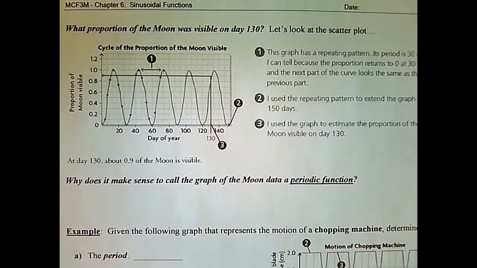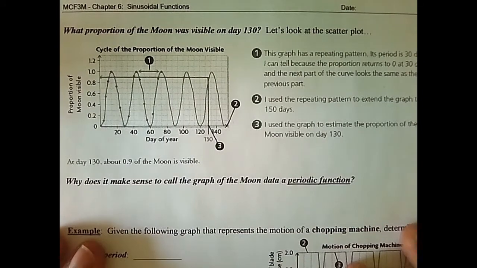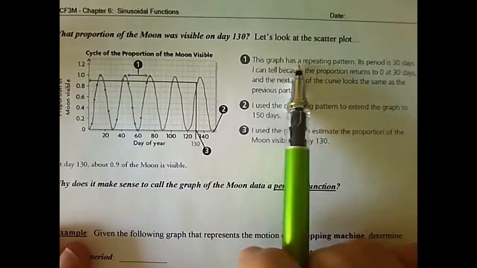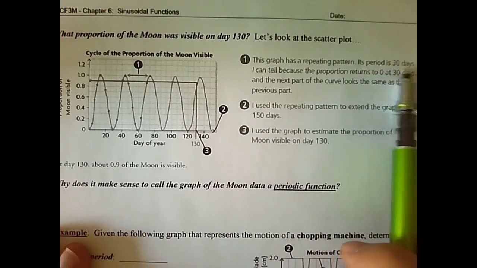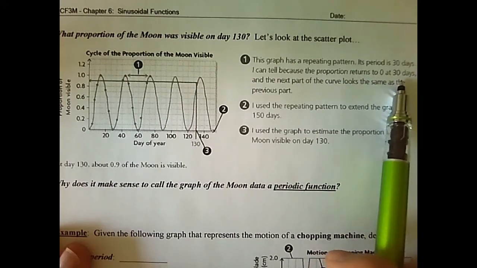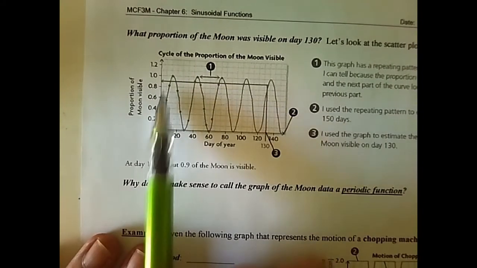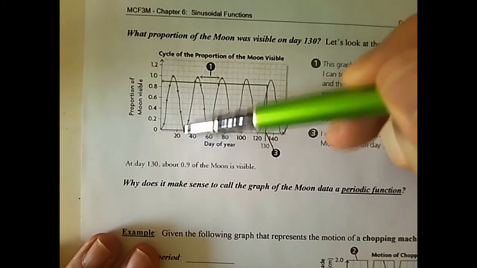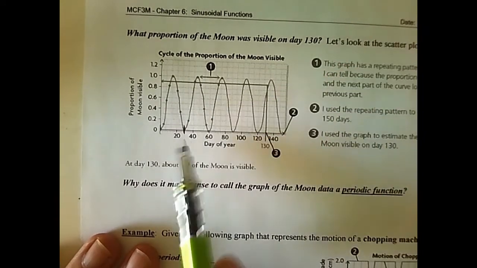So if we look at the different parts of this graph, we have point 1 here. And this graph has the repeating pattern. Its period is 30 days. We can tell this because the proportion returns to 0 at 30 days. So our graph started at the bottom here, and then it started at the bottom again here at 30 days.